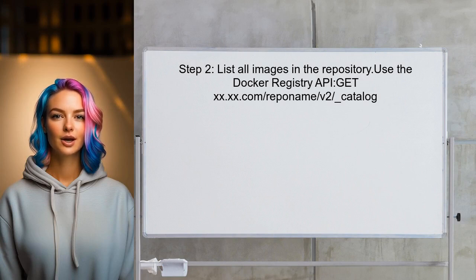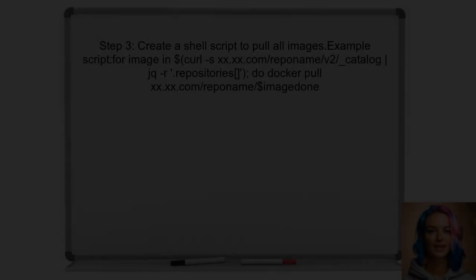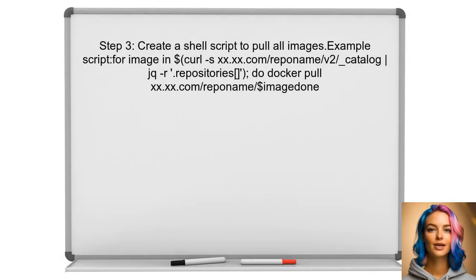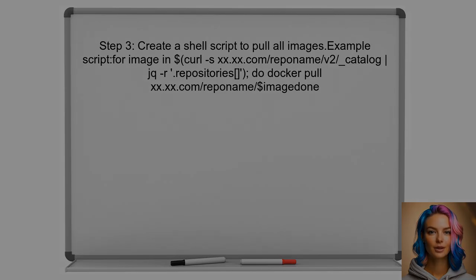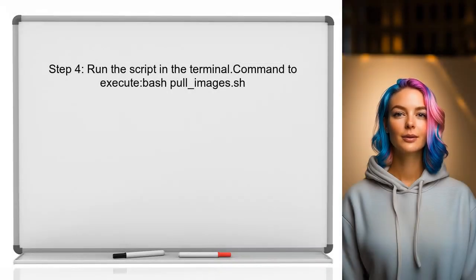This can typically be done using the Docker Registry HTTP API or a similar tool that can query the repository for its images. After obtaining the list of images, the user can create a loop in a shell script to pull each image. This will automate the pulling process for all images in the repository. Finally, the user should run the script in their terminal. This will execute the commands to pull each image from the repository sequentially.